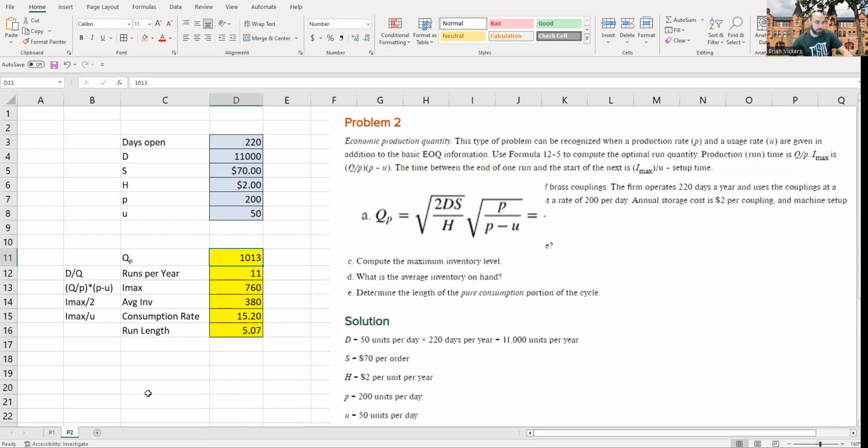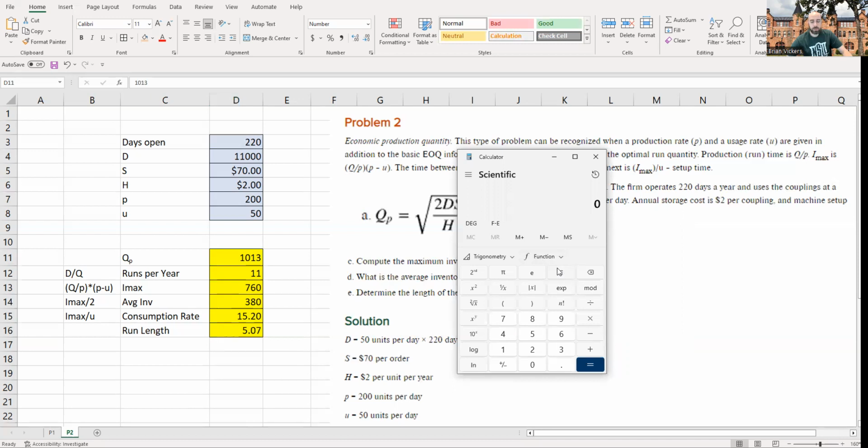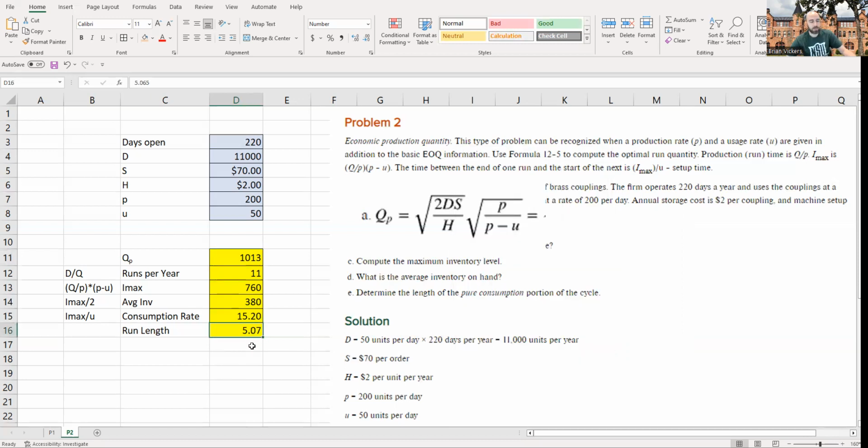So if our run length was 1,000 instead, or if we produced 1,000 as our production quantity, it changes all the rest of the values. But let's say we only made 1,000 divided by 200, we could get it done in 5 days and not have overtime every week, and that might be more cost effective on the whole.